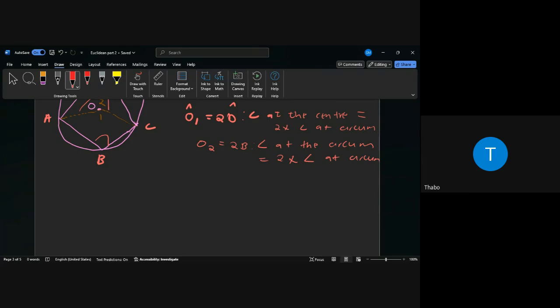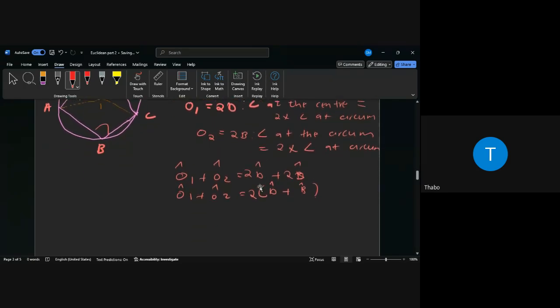Okay. So let's do this. Let's add angle O1 plus angle O2. It's equal to twice D plus twice B. Do you agree with me, guys? So I can say O1 plus O2 is equal to 2, taking out 2 as a common factor, into angle D plus angle B. Are we together, guys?